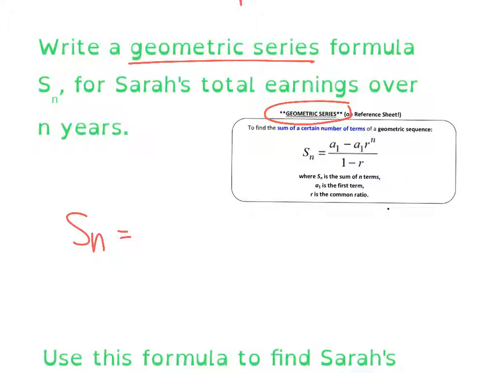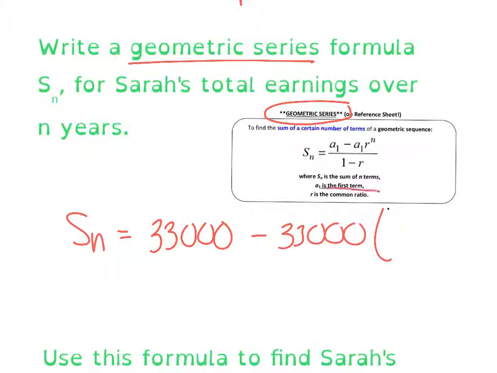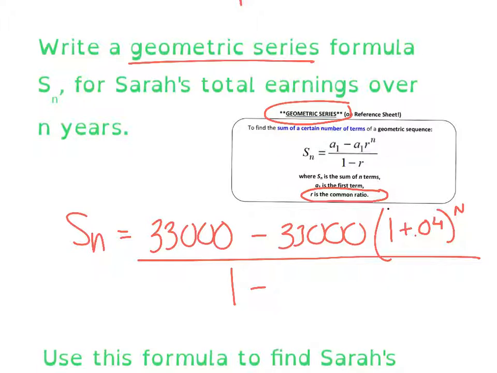So A sub 1 was $33,000 times 1 minus $33,000 times the rate. And again, that ratio was 4%, but it was an increase. So it's 1 plus 0.04 raised to the n, all over 1 minus 1.04. So I want to be very clear, I'm not using 0.04 because of the word increase. I had to increase it. So 1 plus 0.04 for that r value.